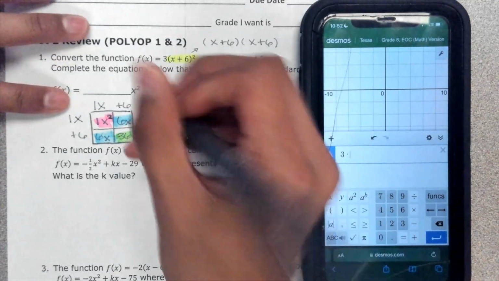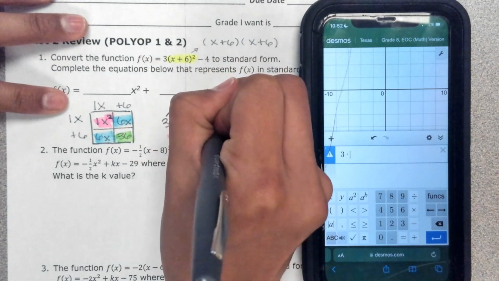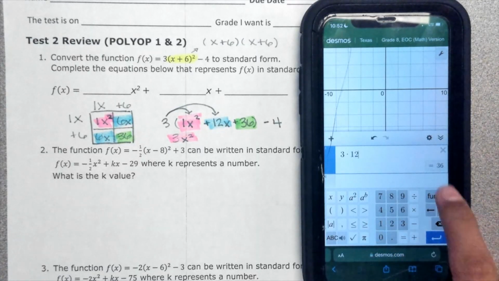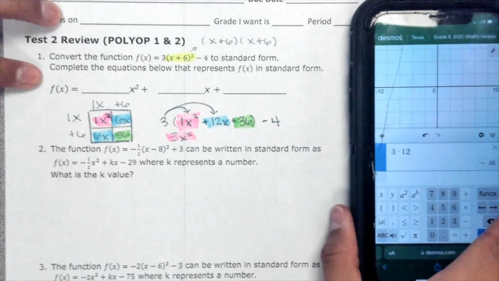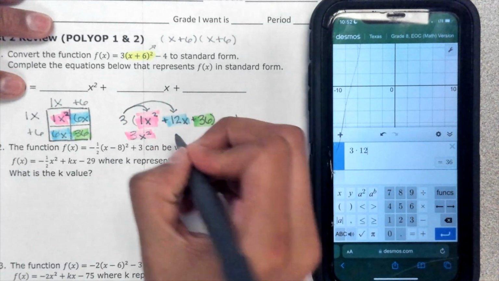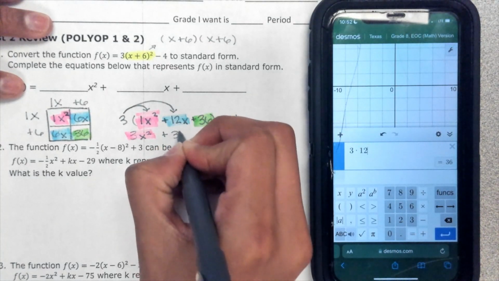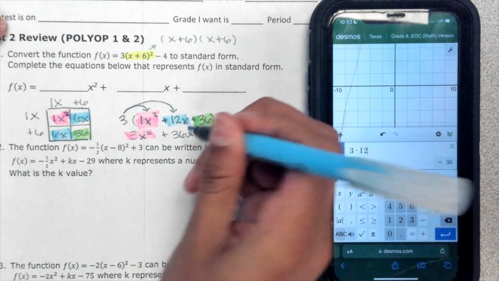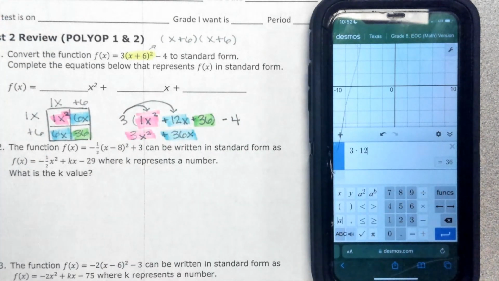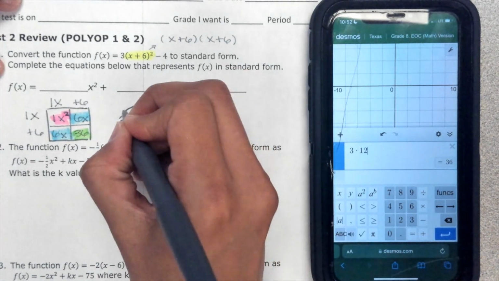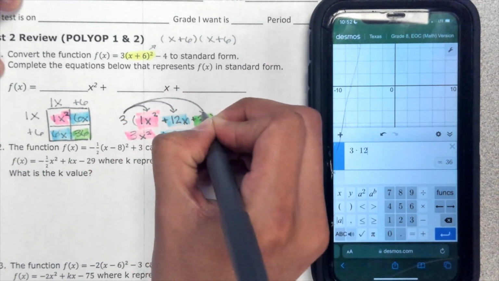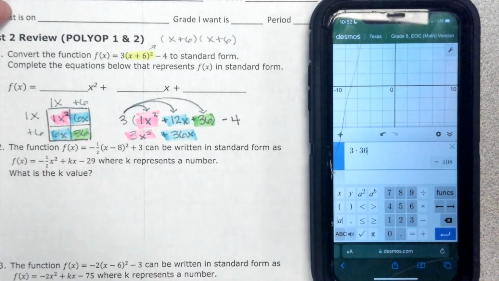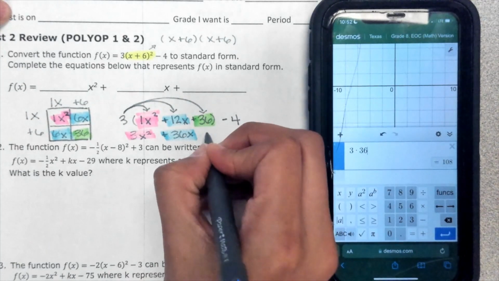And then we're going to distribute 3 times 12. So we're multiplying 3 times 12 to give us a positive 36. So now we have a positive 36x. We're still bringing that x with us. We can't leave it behind. All right, last number inside the parentheses, we're multiplying 3 times 36, which gives us a positive 108.